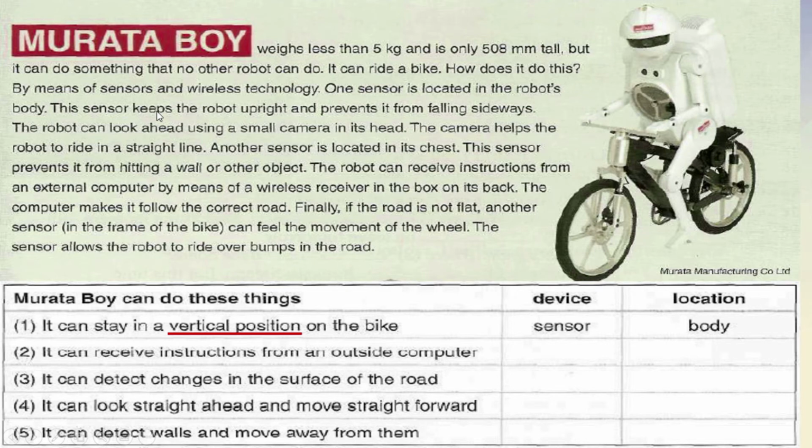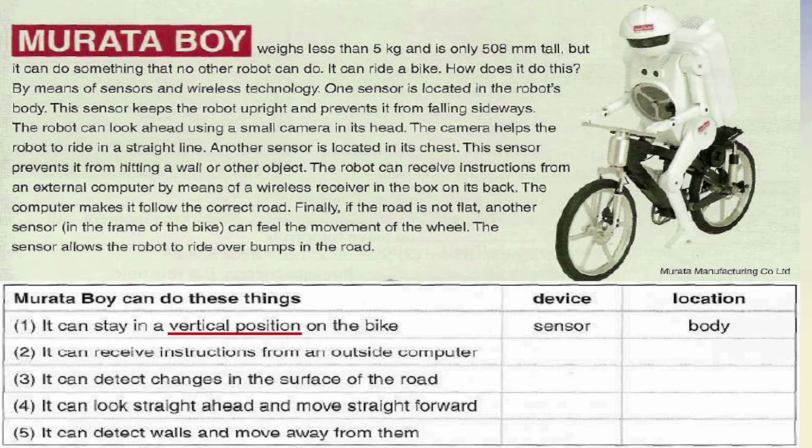Okay, we have here, keeps the robot upright. It can stay in a vertical position, and this is what we're looking for. So now, let's read the surrounding text. We can start with the sentence the keyword is in. That is, this sensor keeps the robot upright and prevents it from falling sideways. From this sentence, we can understand that the device is a sensor, but we don't know its location yet.